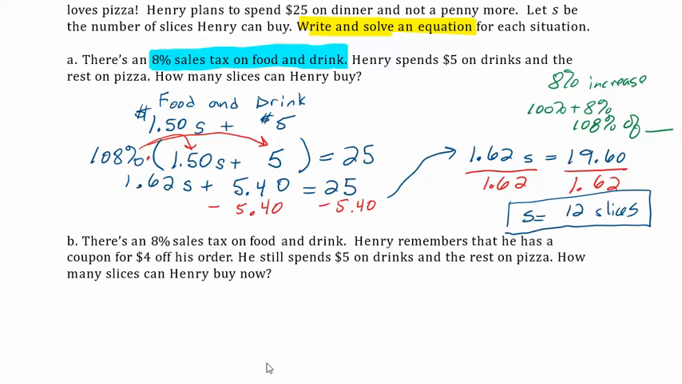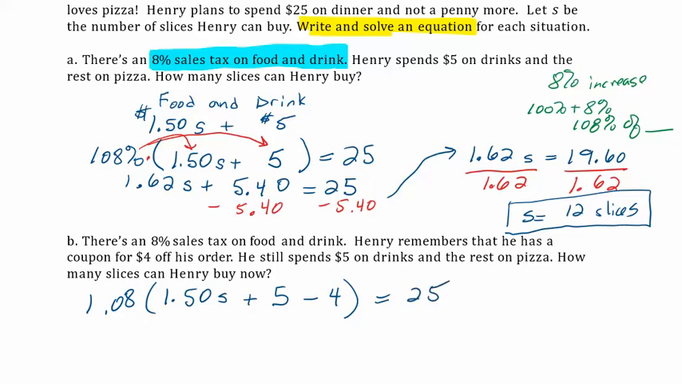So the scenario is the same here. He's got $1.50 times each slice, $5 for the drink. Now the question is, where does the $4 get subtracted? The $4 is going to get subtracted before the tax because they can't tax you on something that you didn't pay for. So the 1.08, the 8% sales tax, has to be applied to the cost of the food and the drink. So the cost of the food and the drink is going to be $4 less because of the coupon. So we'll subtract that off there to equal 25.